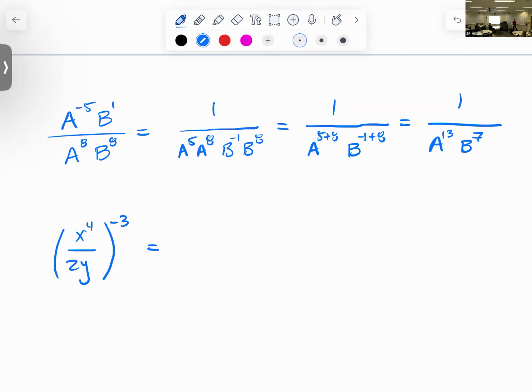When you have it to a negative exponent, the easiest step is to multiply that negative exponent in and then deal with making the negatives positive. So I have x to the 4th times -3, 2 to the 1st times -3, y to the 1st times -3. So power to a power, multiply that in each step.